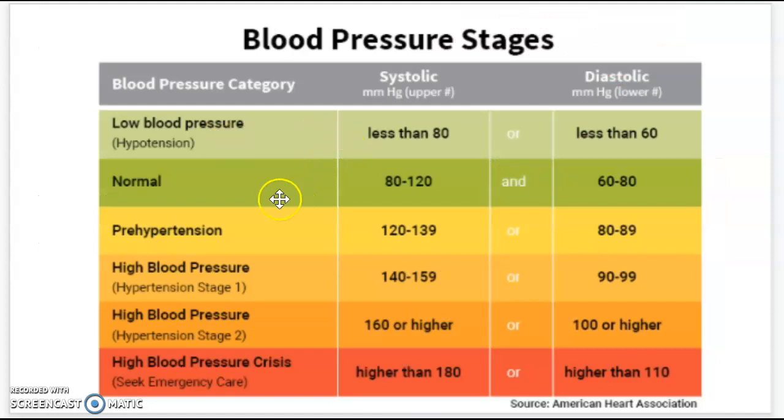Here are kind of the blood pressure ranges, what they think they're looking for. If it was low, it would be less than 80. Normal would be 120 over 80 or somewhere around there. And then here's when you start to get into hypertension and prehypertension.